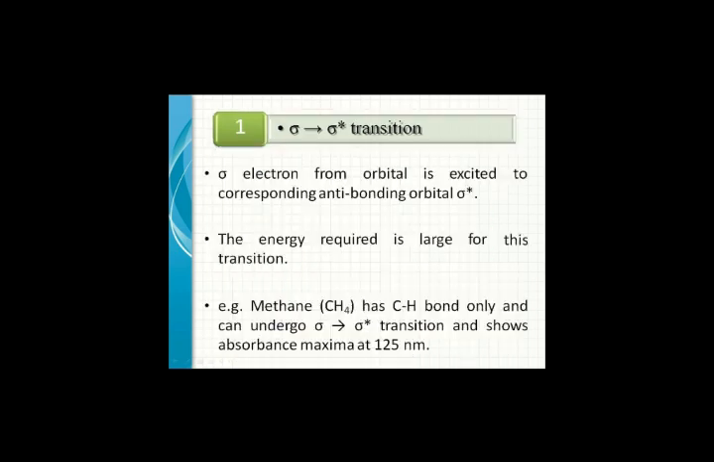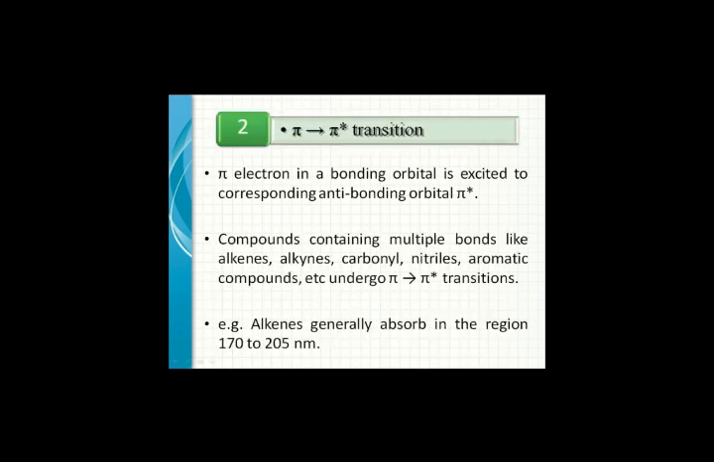Sigma to sigma star transition: the sigma electron from the orbital is excited to the corresponding anti-bonding sigma star orbital. The energy required is large for this transition. For example, methane has carbon-hydrogen single bonds only and can undergo the sigma to sigma star transition, so the absorbance maximum is at 125 nanometer. Next transition, pi to pi star transition.